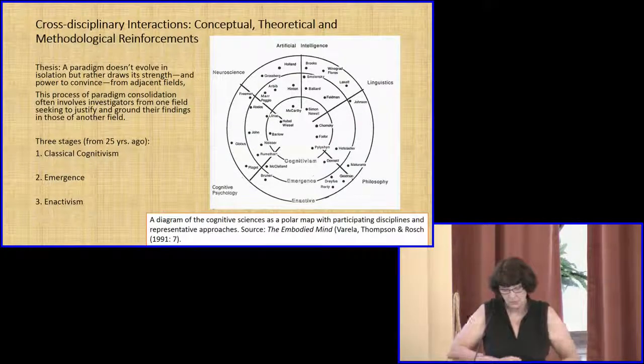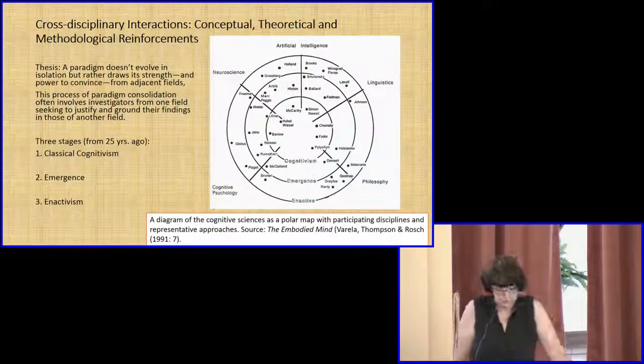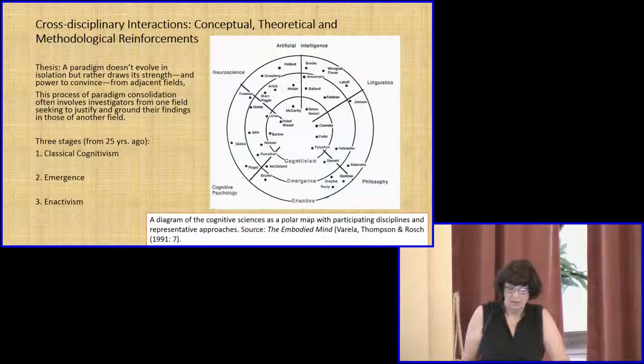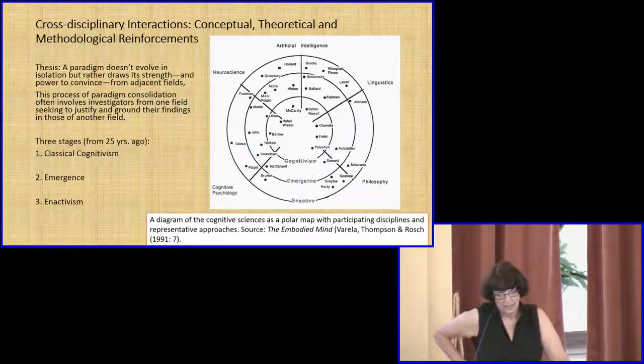It appeared in a work called The Embodied Mind by Varela, Thompson, and Rosch. This is a work we'll talk about a little bit later, one of the groundbreaking works that opened up the second generation of cognitive science, a work that continues today to be cited over and over again. You look at this diagram, you see that it's a polar map, and you can see that they set forth 3 stages for the 25-year period, or from 25 years ago.